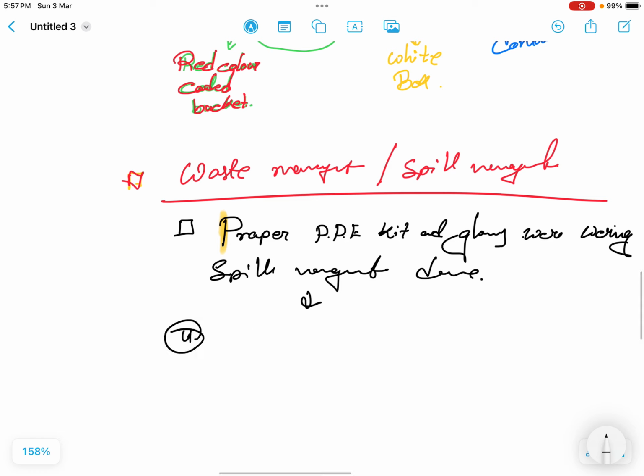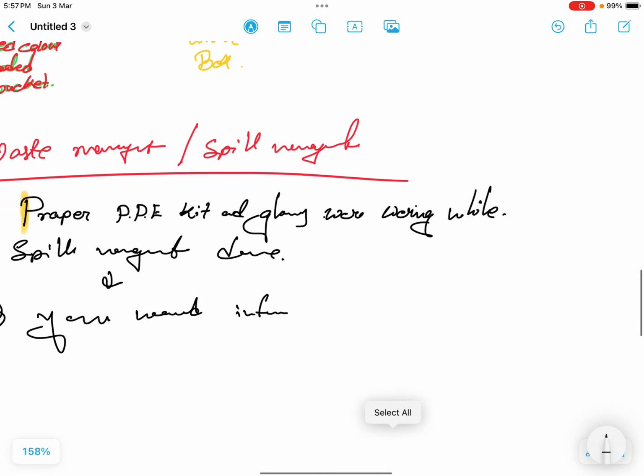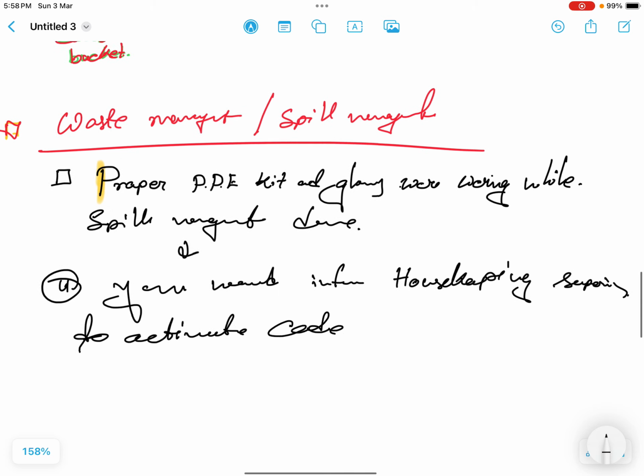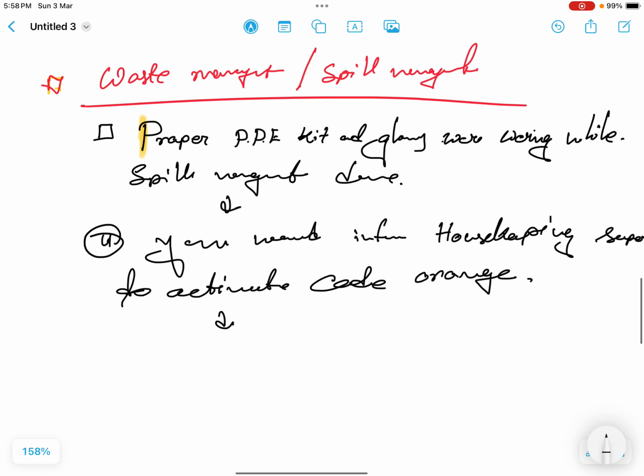Second step is you would inform the housekeeping supervisor to activate code orange, right?